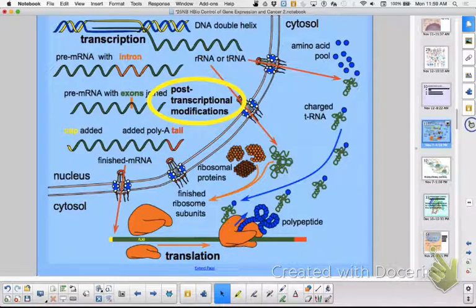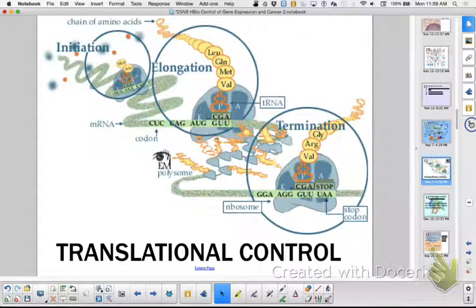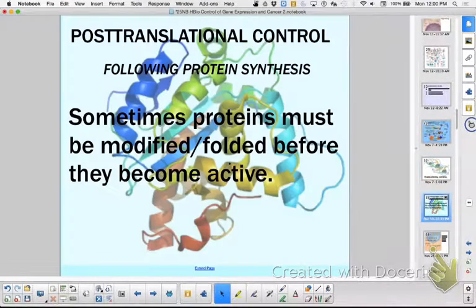Slate, use your notes and discuss translational control. Go ahead, slate one. During the stage. And blue, post-translational. Go ahead. Following translation, only a function.